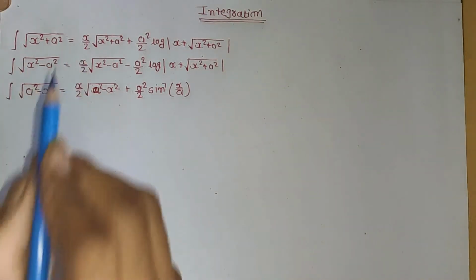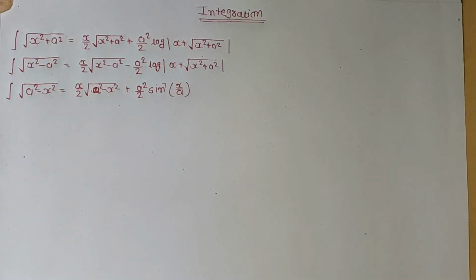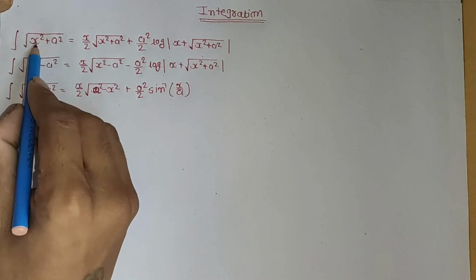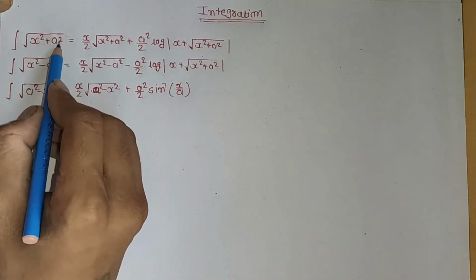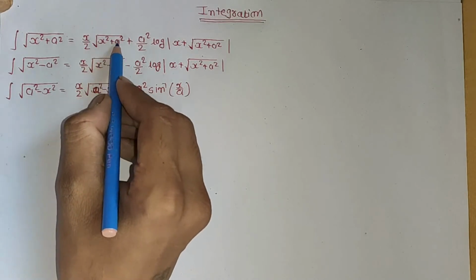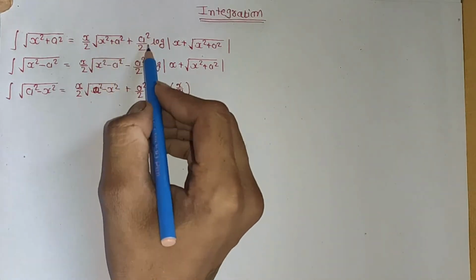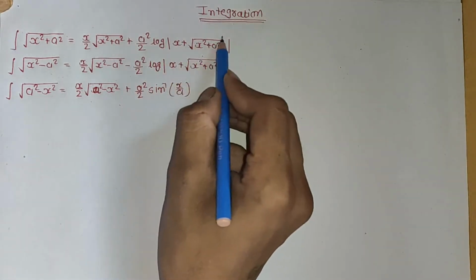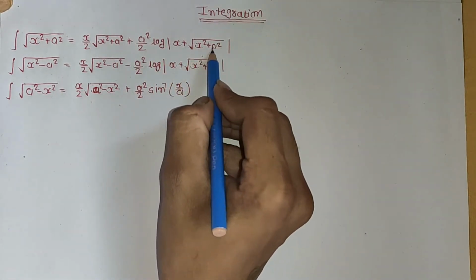Look, it is a very important formula in integration. If the integral is of the form square root of x square plus a square, then the answer is x by 2 times square root of x square plus a square, plus a square by 2 log mod x plus square root of x square plus a square.